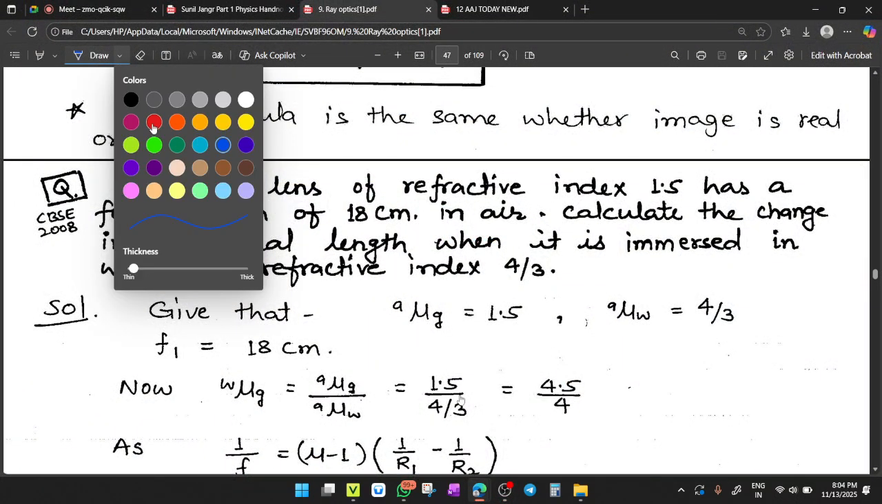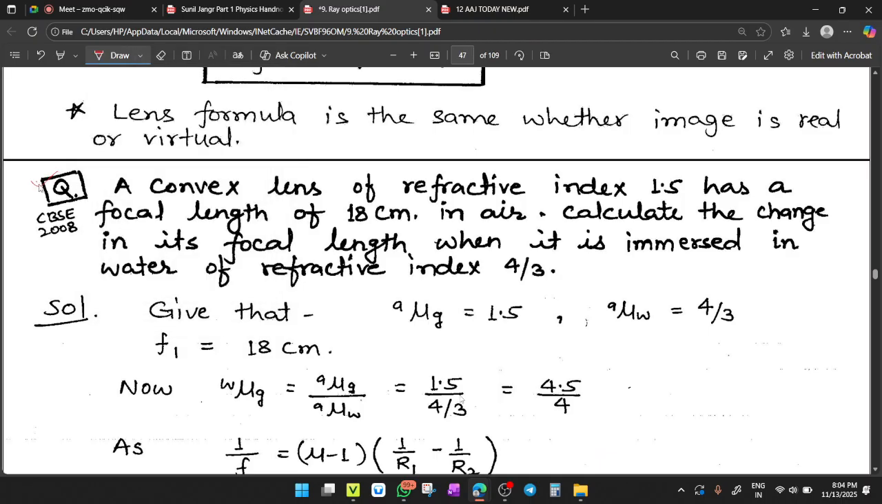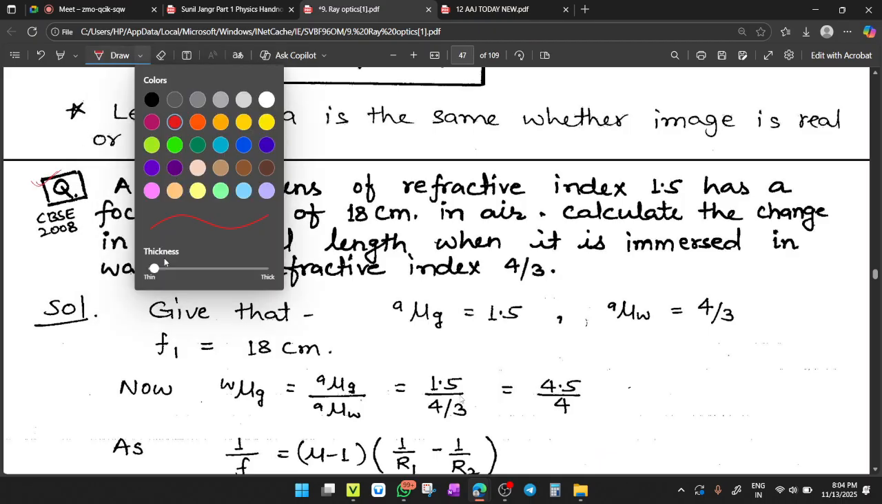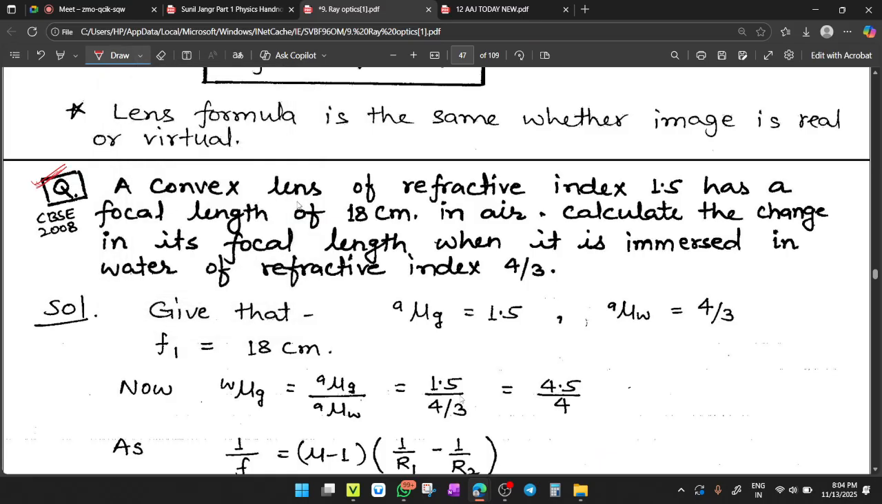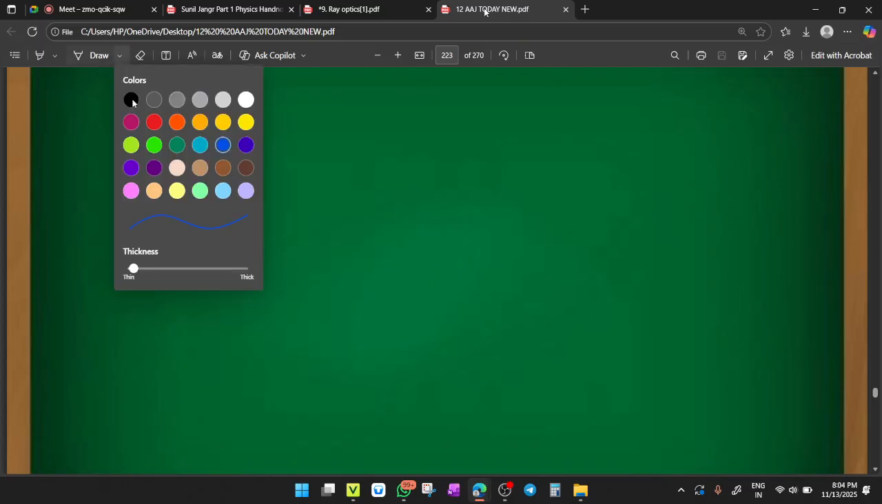So, in the last study we completed the lens maker formula, and today I am going to start our class with a numerical. A convex lens of refractive index 1.5 has a focal length of 18 centimeter. Okay, so here we have been given a convex lens. So, make the important diagram related to the question. So, first we have a convex lens.